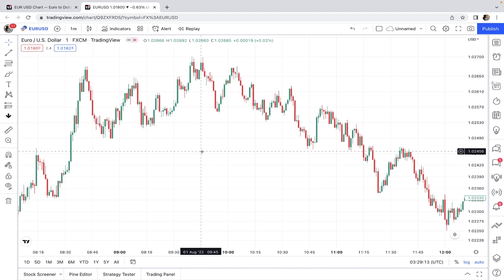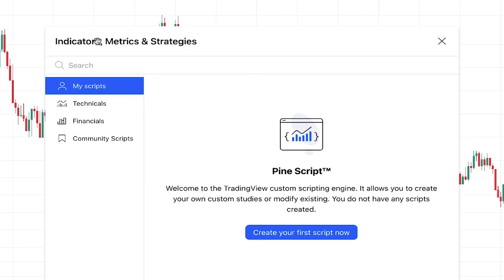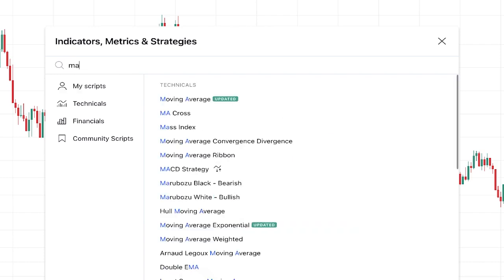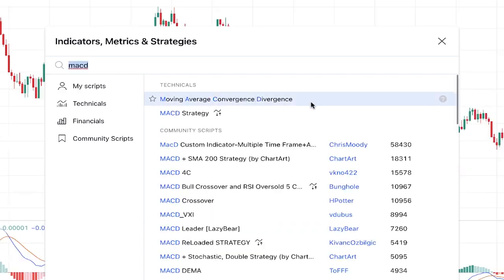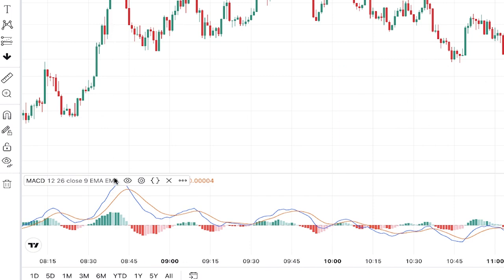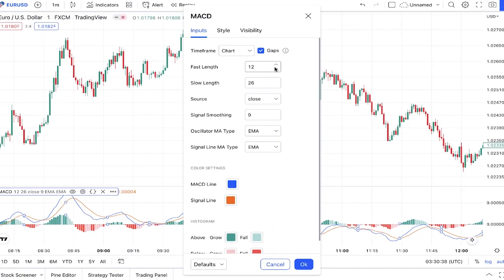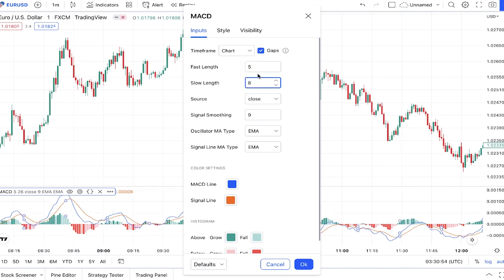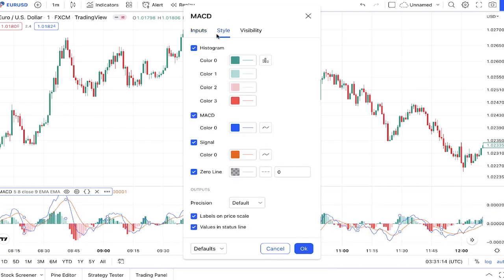For adding indicators, here we click on indicators and we simply search the name. The first one is MACD, this one, and for MACD we must adjust its settings. For the fast length we set it on 5, for the slow length we set it on 8, and the rest are fine. In this strategy we only need MACD histogram, so here in the style tab we keep histogram and unselect the other ones.